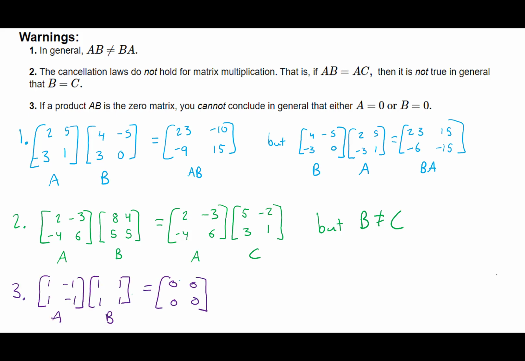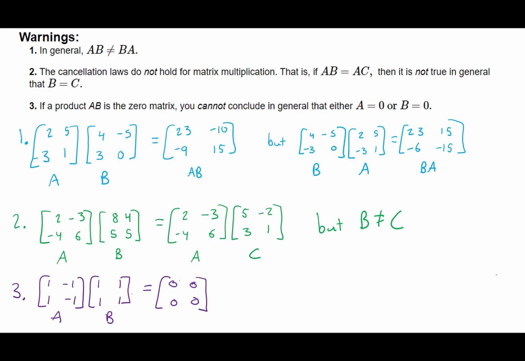And warning number 3, right, here's 2 matrices multiplied together. That gives you the zero matrix, but notice neither A or B is the zero matrix. Right? So you can have 2 non-zero matrices multiplied together that gives you 0.